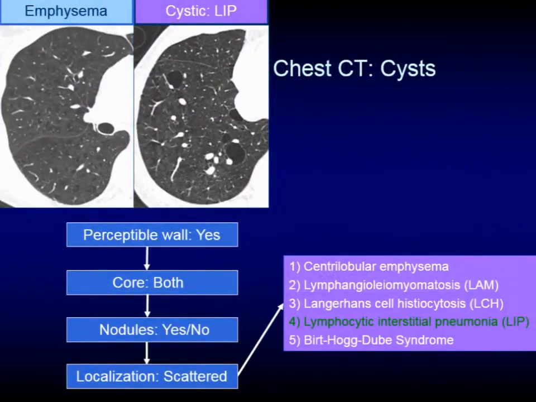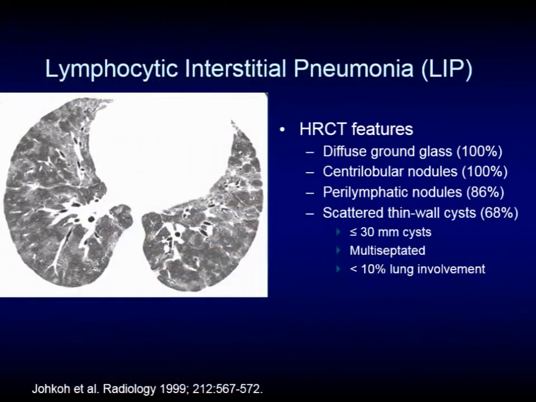Okay, moving on to cystic LIP. You see, again, cysts, maybe not so numerous, with a perceptible wall. With regards to the association with the core structure, you may see some cysts with things going through the center, as I'll show you, or embedded in the wall. There may or may not be any nodules, and localization is usually just scattered cysts as opposed to the more diffuse proliferation of cysts as we've seen.